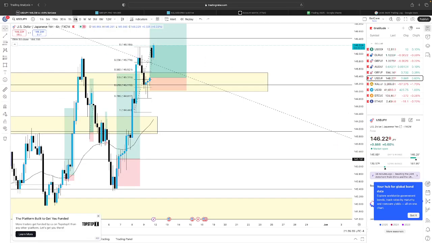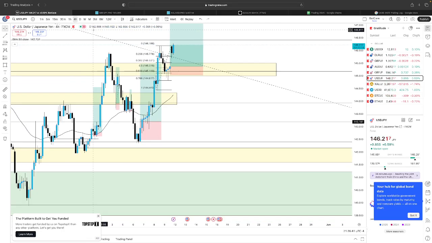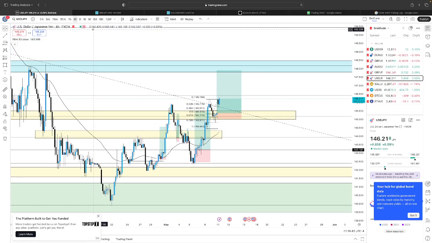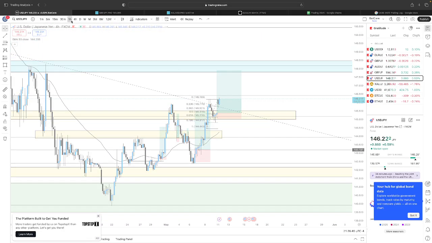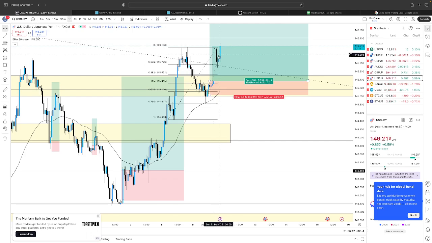So now if we go down to the 4-hour time frame, as you can see, there's a bit more data. We're able to see clearly where price action could continue to go bullish after creating a higher low and a higher high.